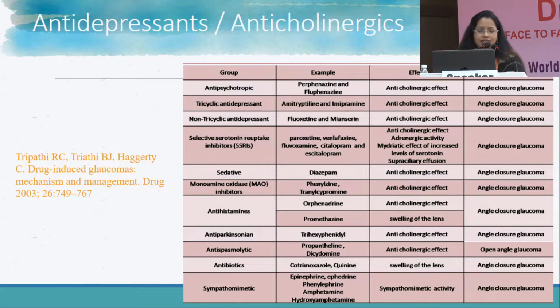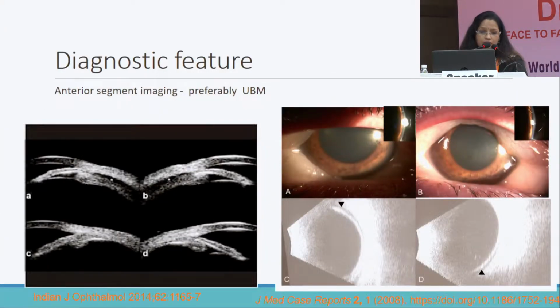You can get this list anywhere on the net or in any book. The thing is that we have to be very, very careful whenever we are prescribing these drugs. Anterior segment imaging like UBM is diagnostic in such a scenario. We can see there is a cleft over here, and if you do a B-scan ultrasound using a water bath, you can again localize this.